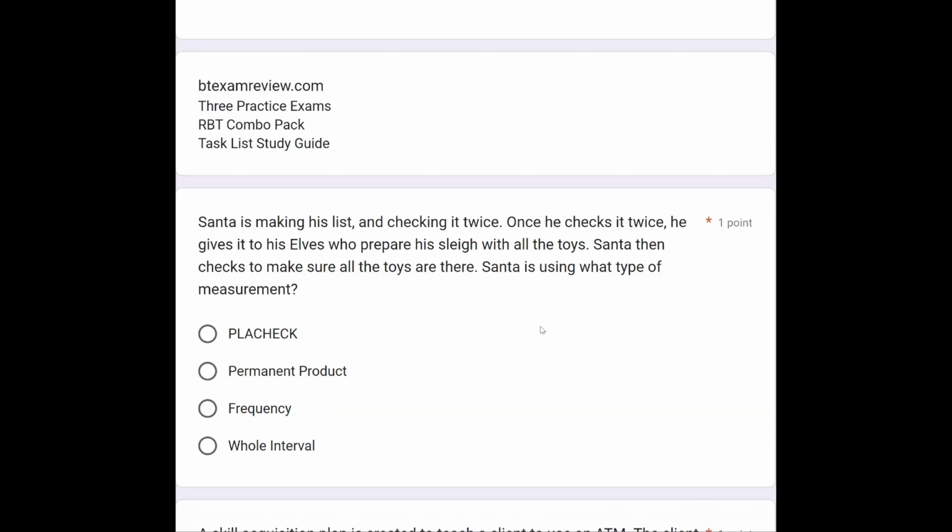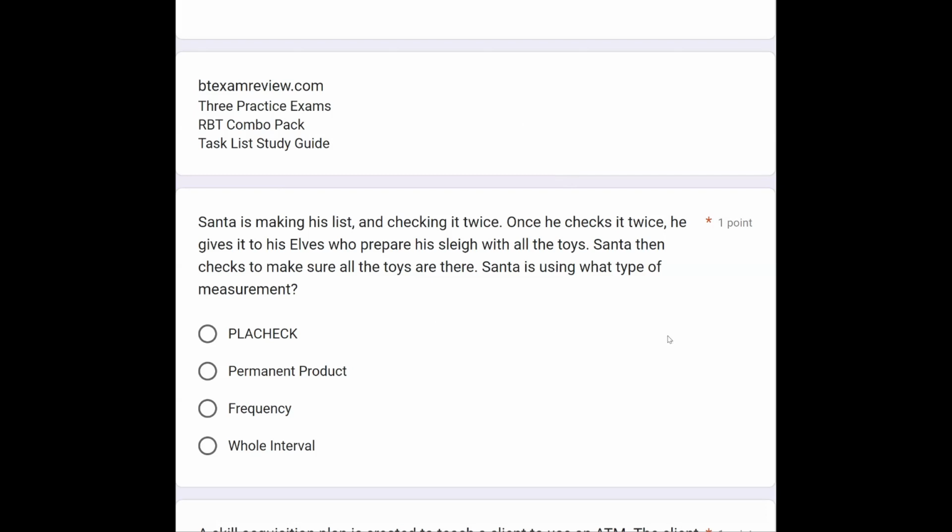B, permanent product. What is Santa measuring? Well, Santa is measuring the product, or what the elves have produced. And he's done that by coming behind them and just checking on their behavior. The elves' behavior produced a full sleigh, hopefully. That is the idea with permanent product. You don't actually have to watch every instance of behavior occurring to measure it. And that's what Santa's doing. He's doing a permanent product check.